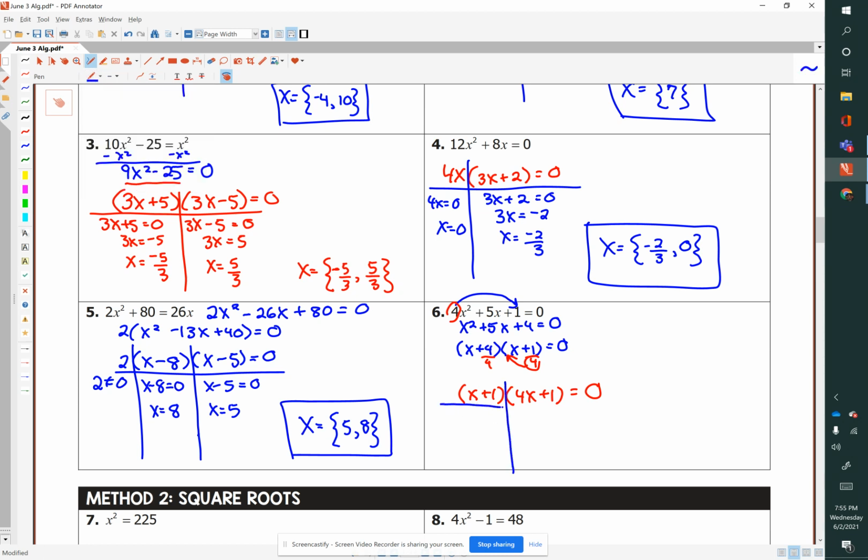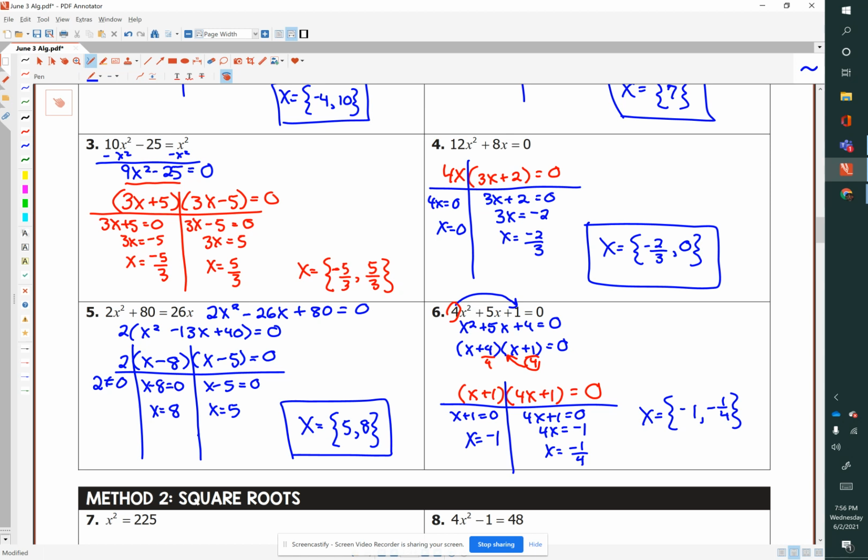Now, I will solve all of these for x. So x plus 1 equals 0, x equals negative 1. 4x plus 1 equals 0. 4x equals negative 1, and x equals negative 1 over 4. So our solution set is x equals negative 1, negative 1 over 4. So that's it for the factoring review.